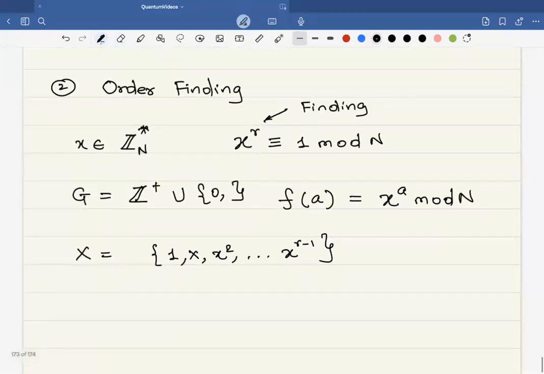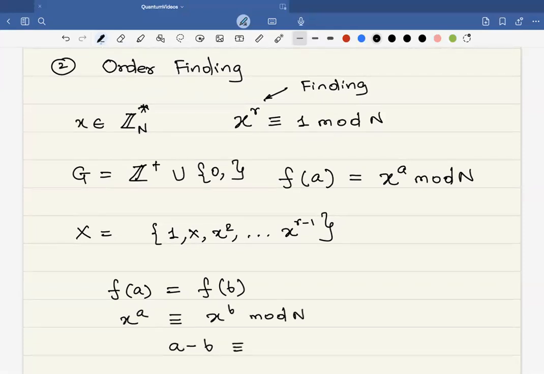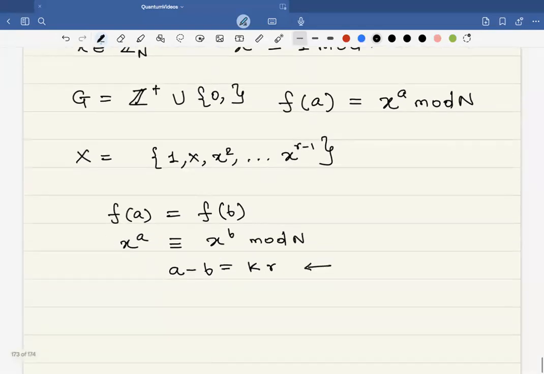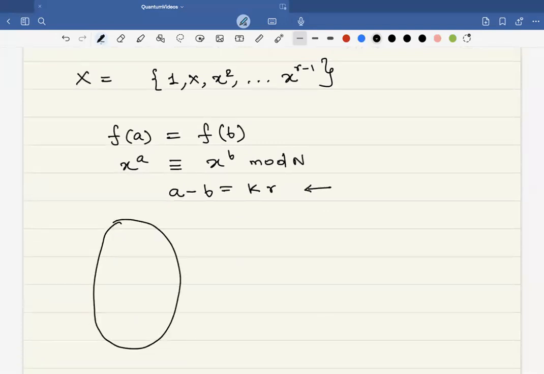Okay. So what will be the hidden subgroup H over here? We need f(a) to be equal to f(b). When will that happen? When x to the a is congruent to x to the b mod n. That means that a minus b, which is in this integer set, is equal to k times r. So the hidden subgroup H will have this property. If I subtract one integer from the other, then it should be a multiple of r, right? So let me draw this picture for you. This will be G, which will be Z.